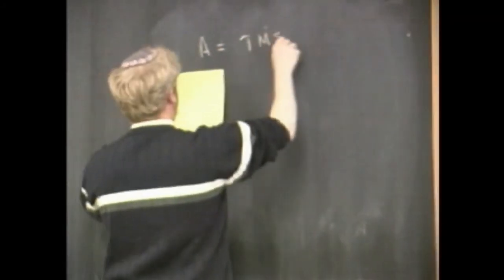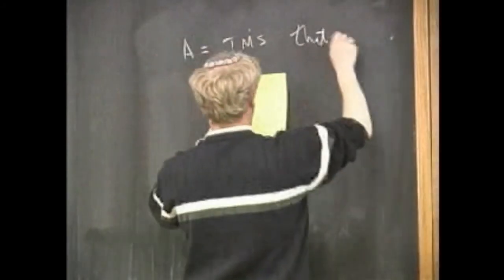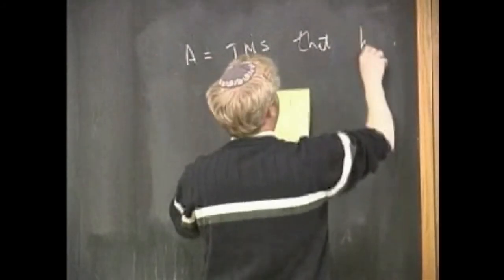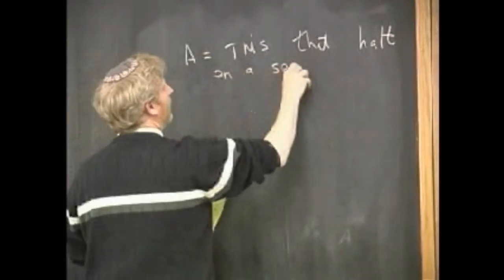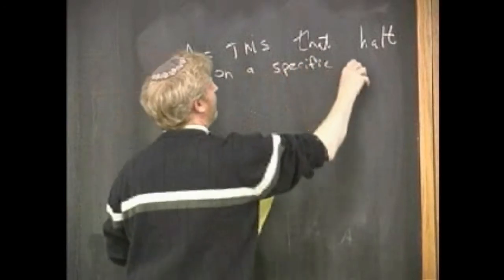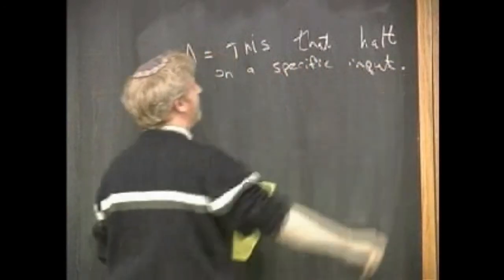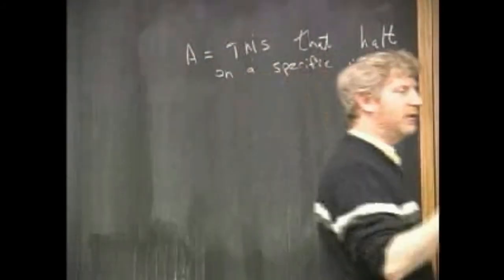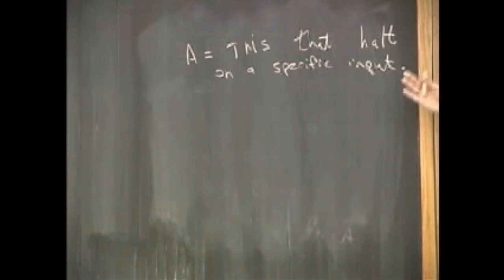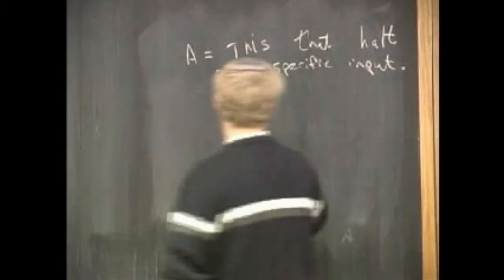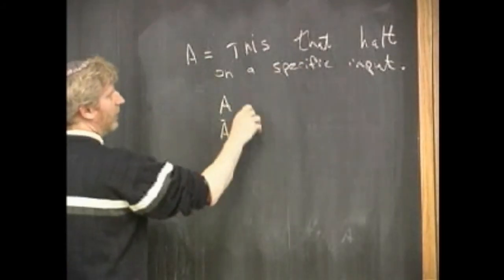Turing machines that halt on a specific input. In other words, I give you a Turing machine, I give you a particular input. I want to know, does this Turing machine eventually stop on this input, or does it go into an infinite loop? I give you two inputs, Turing machine and a string. Does the Turing machine stop, yes or no? I want to know the status of A and A complement.